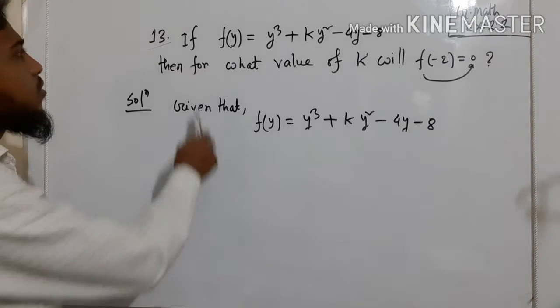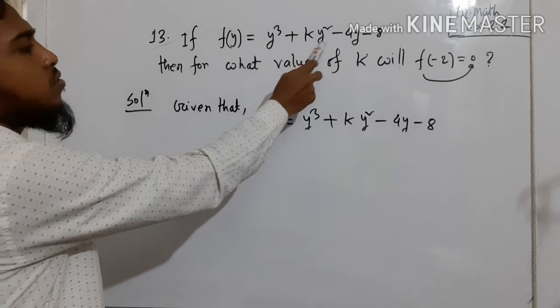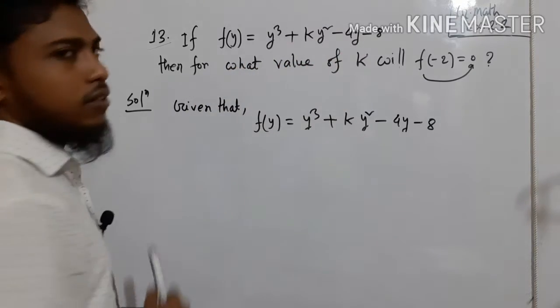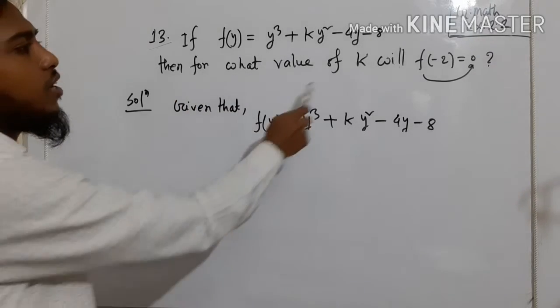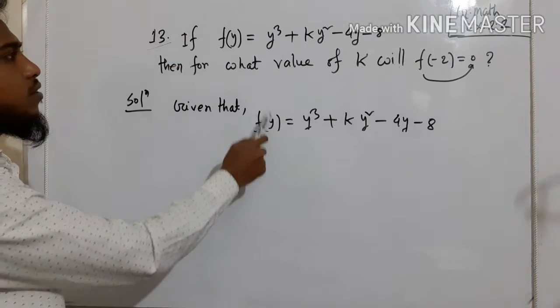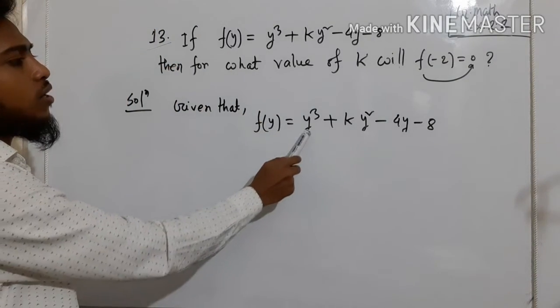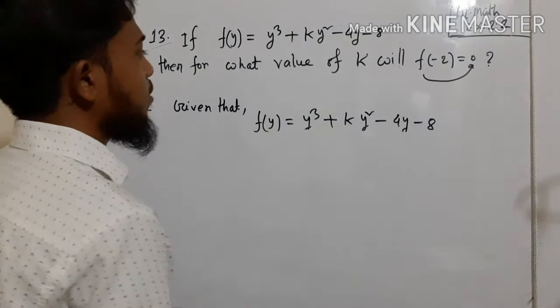My dear student, this is problem 13. If f of y equal to y cube plus k y square minus 4y minus 8, then for what value of k will f of minus 2 be equal to 0? Given that f of y equal to y cube plus k y square minus 4y minus 8.